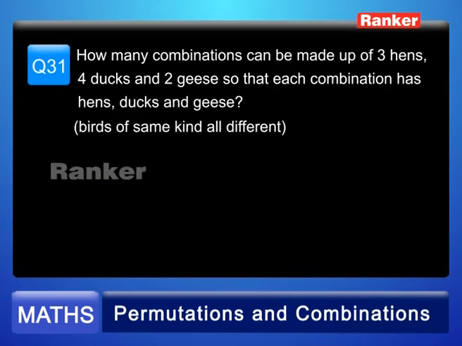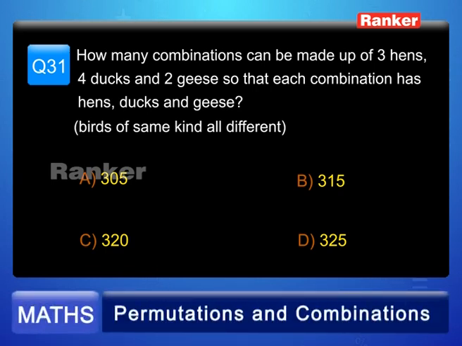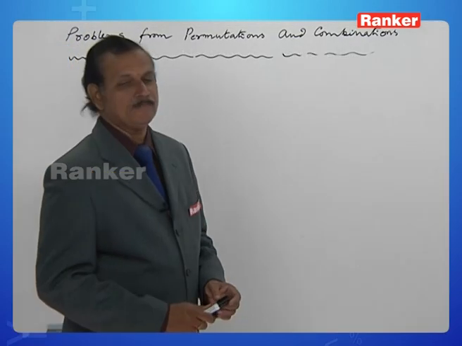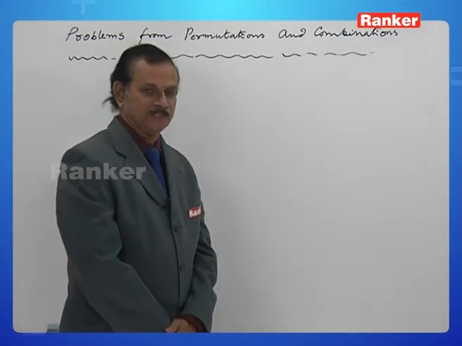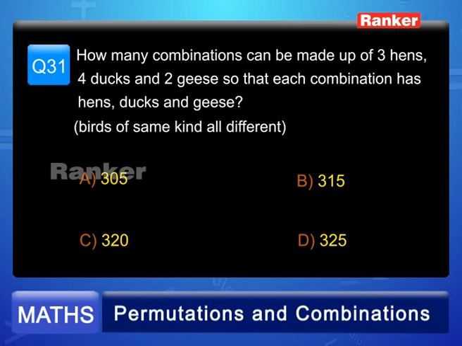The next question before us is question number 31. How many combinations can be made up of 3 hens, 4 ducks and 2 geese, so that each combination has hens, ducks and geese? Words of same kind are all different. How many combinations can be made up of this collection? The options are: first option 305, second option 315, third option 320 and the fourth option, that is option D, 325.